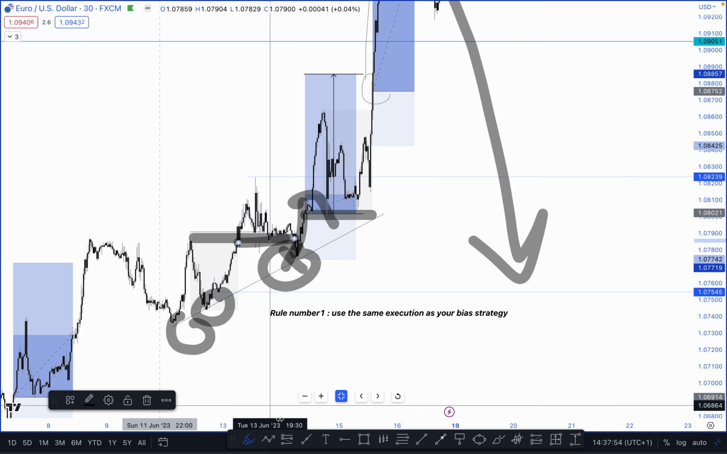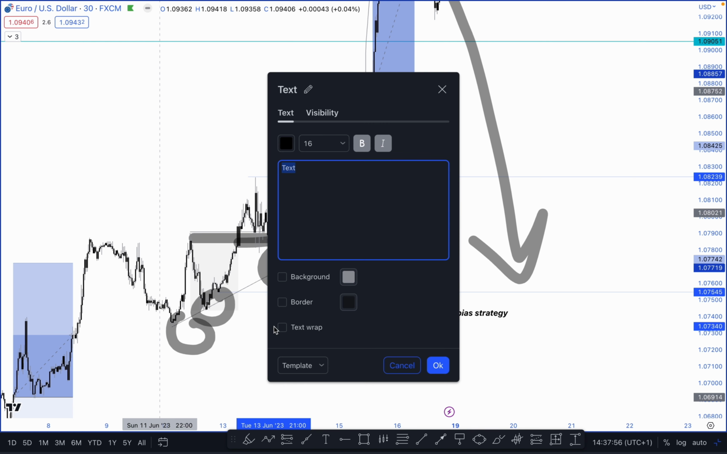Now, rule number 3. So this is rule number 2. Let's write it down. Rule number 2: always target the liquidity in the direction of your theory, not the opposite.